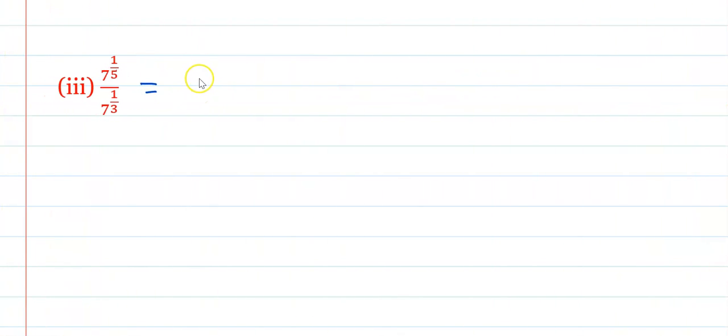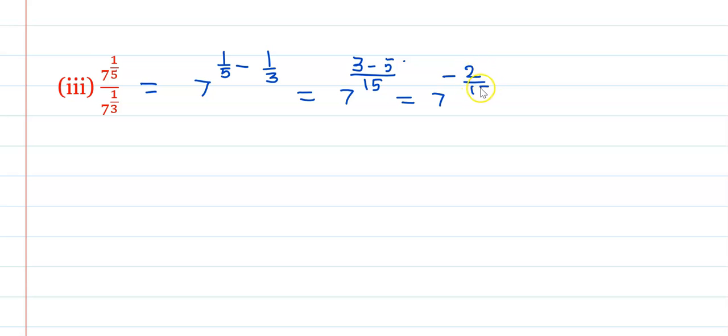7 raised to 1 by 5 upon 7 raised to 1 by 3. Again, let's see, 7 raised to 1 by 5 minus 1 by 3. And this equals to, now the cross multiplication, using cross multiplication we can solve this. 3 into 1, you will get here 3. 1 into 5, here you will have the 5. And 5 into 3, 15. Therefore, 7 raised to minus 2 upon 15. Okay.